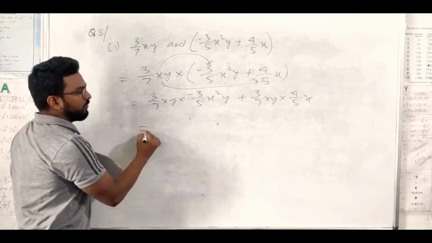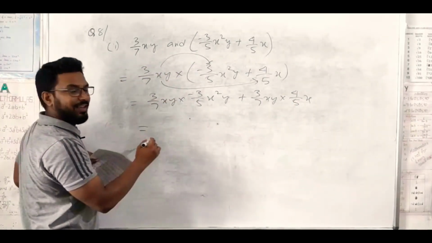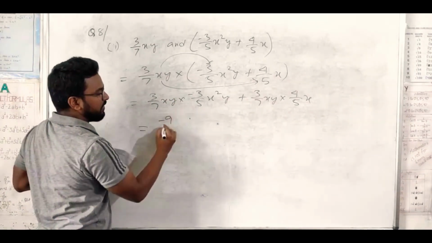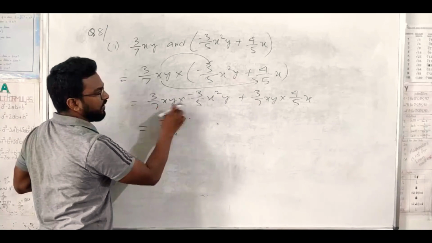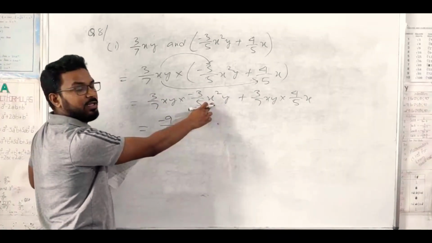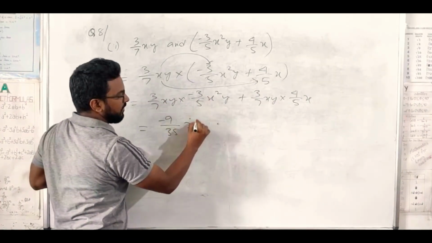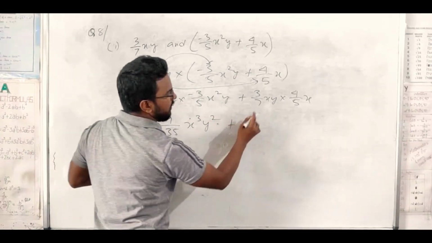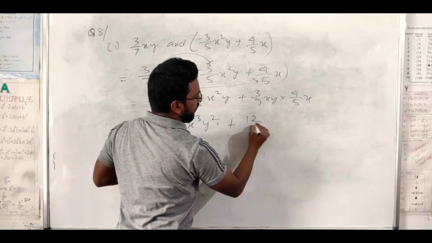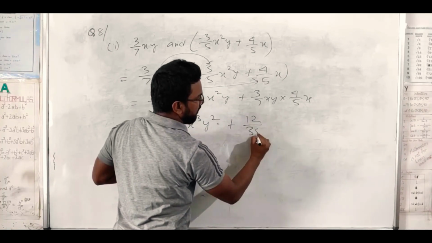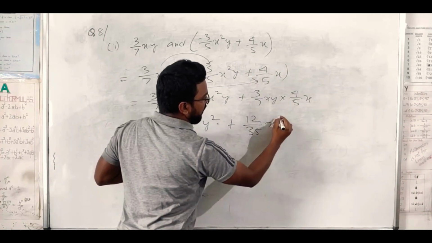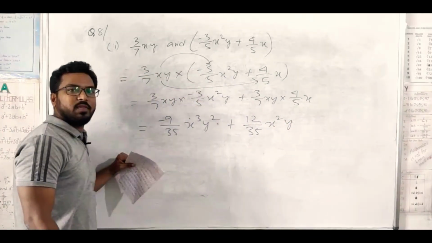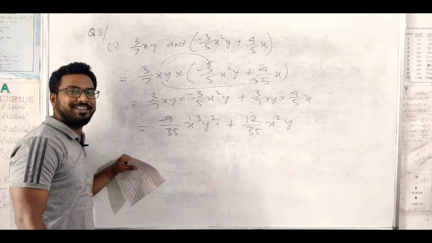Okay, so let me do it directly. 3 3s are 9. What sign is there? Minus. So minus sign will be there. 7 5s are 35. How many x? It will be 1 plus 2, that will be 3. How many y? Y into y, y square. Plus 3 4s are 12, 7 5s are 35. How many x? X into x, x square, y is. Okay, so this will be our answer.